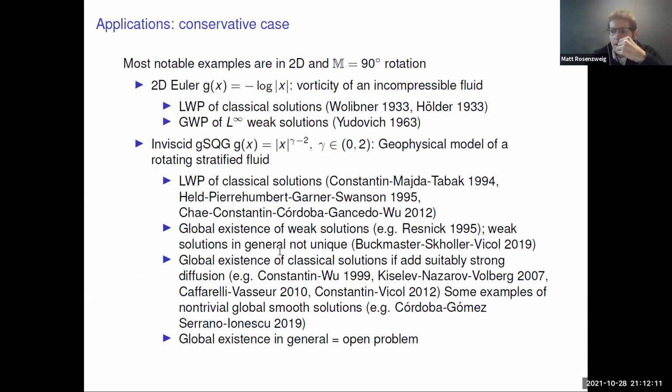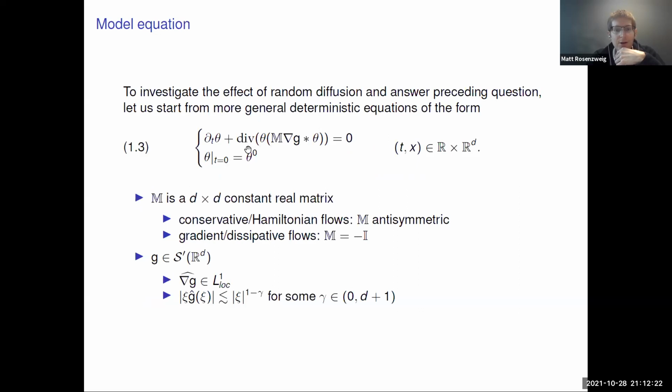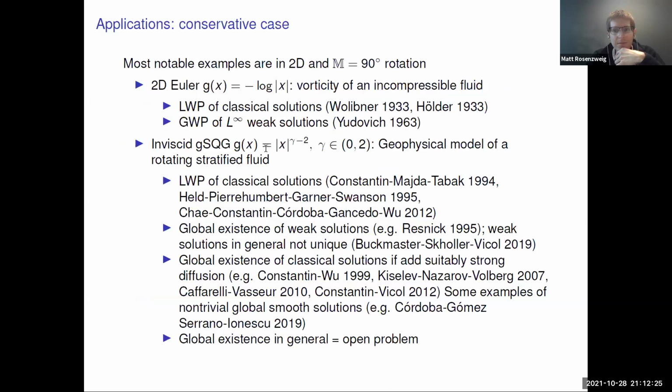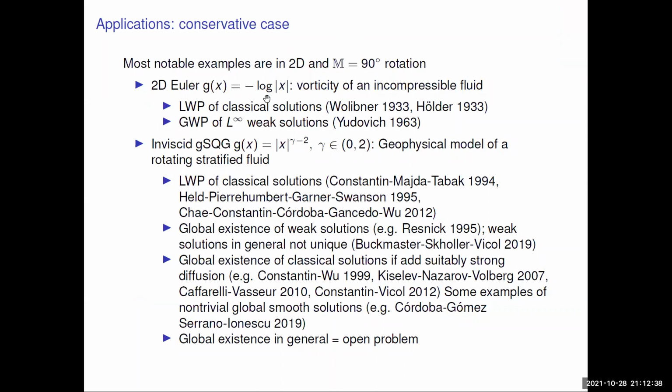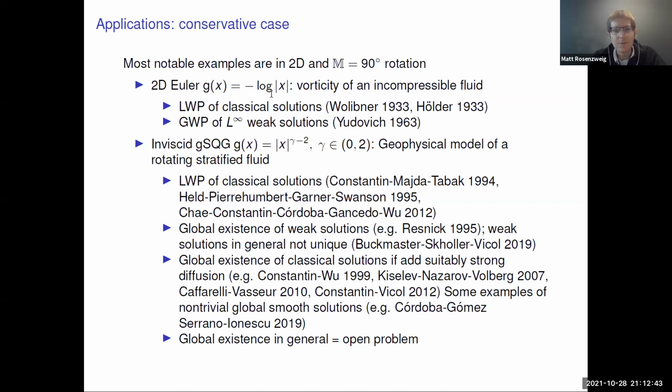So, I don't think I have to work too hard to convince you that this is a fairly broad and relevant model equation to start from. And there are many applications. For instance, starting in the conservative case, the most notable examples, at least as I know, are in 2D. For instance, where M is, say, a 90-degree rotation, if G is just minus log x, or I guess strictly speaking, normally it has a constant here, so it's the Coulomb potential, then I just have the 2D Euler equation written in vorticity form, the incompressible Euler equation.